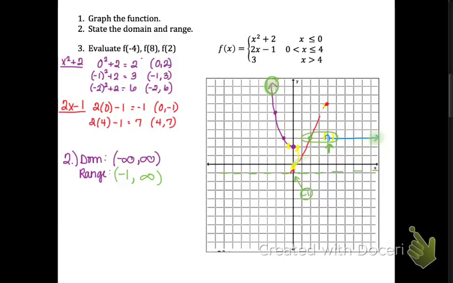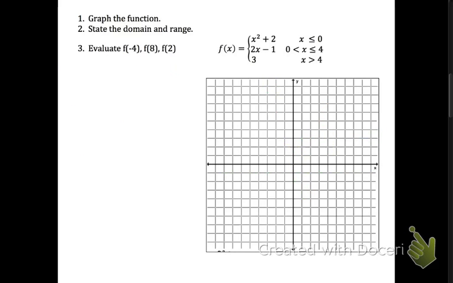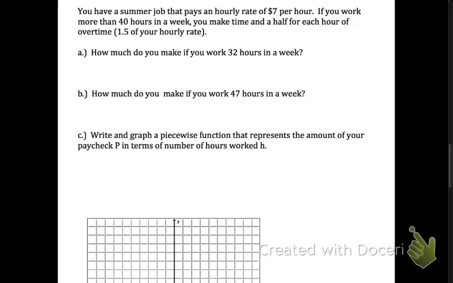I want to look at a couple examples of applications here where we will have piecewise functions described to us. This is a scenario that some of you guys might be familiar with. So you have a summer job that pays an hourly rate of $7 per hour. If you work more than 40 hours in a week, you make time and a half for each hour of overtime, meaning you get paid 1.5 of your hourly rate. So the first question is, how much do you make if you work 32 hours in a week?